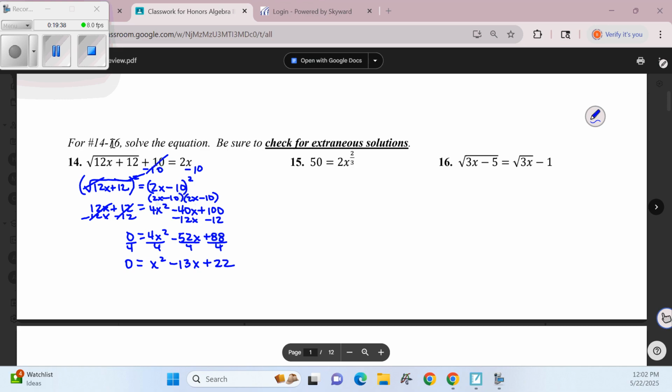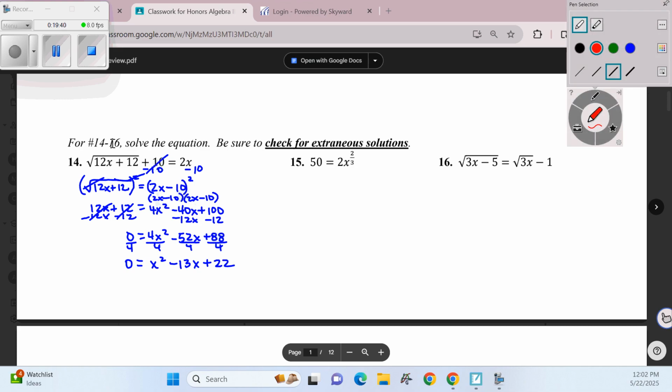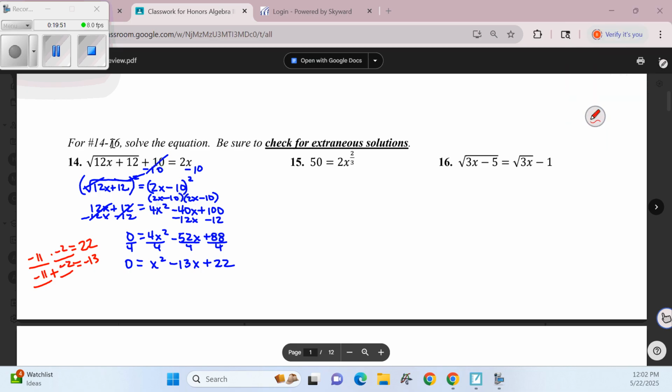What are the two numbers that multiply to 22 and add to negative 13? I think you'd say negative 11, negative 2. And because we divided off the 4, there's really a 1 out front here, which means we can just put the numbers right into the binomials.